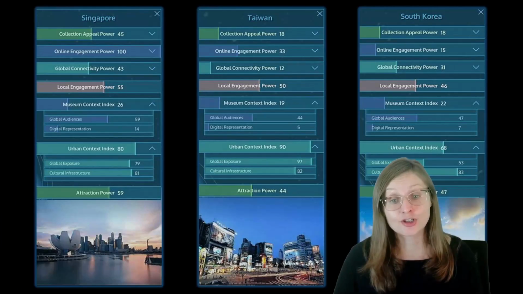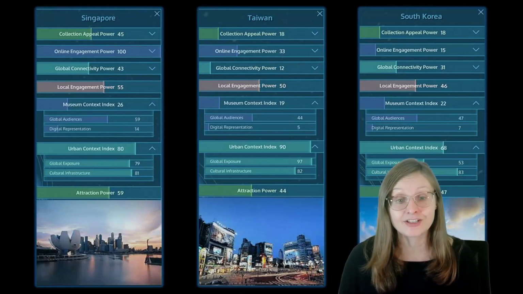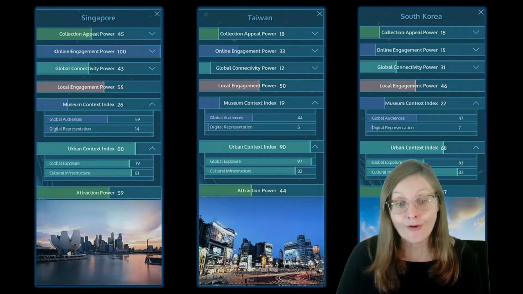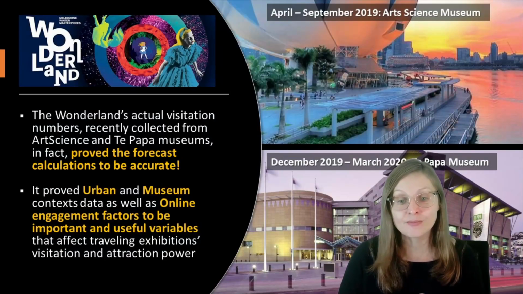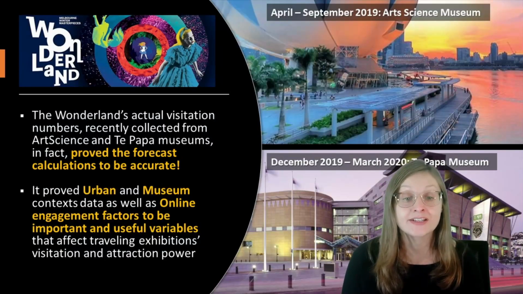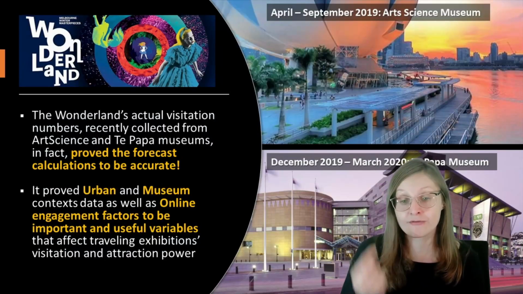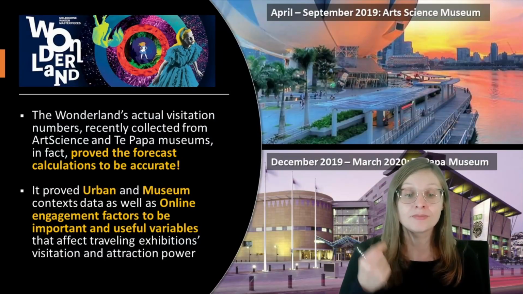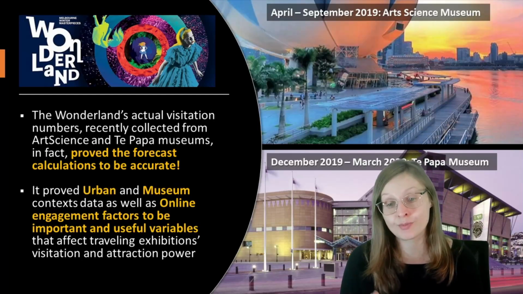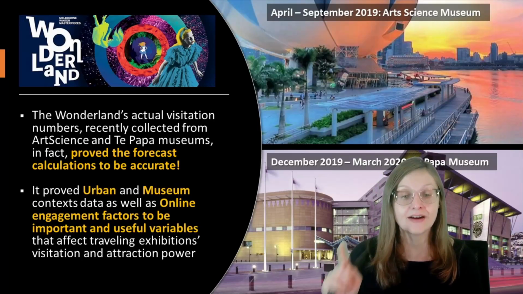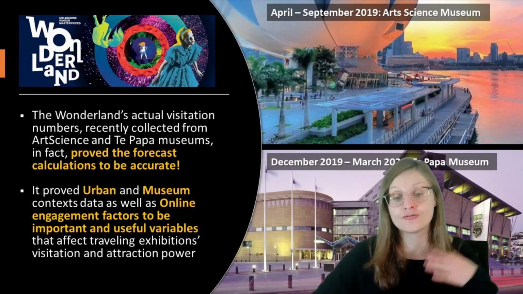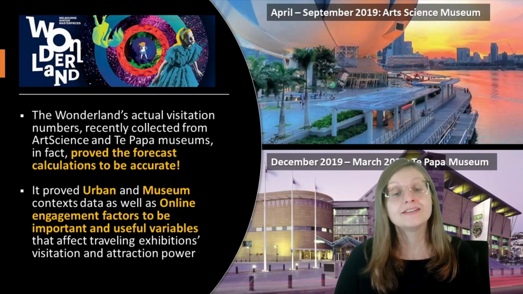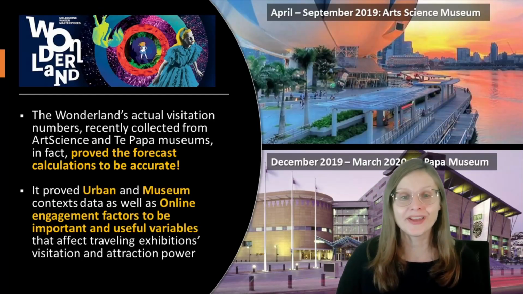Wonderland's actual visitation numbers, recently collected from Art, Science and Te Papa museums, in fact proved the forecast calculations to be quite accurate. The second iteration input information provided valuable data to feed the local attraction forecast machine learning algorithm that will obtain a high degree of precision once Wonderland and other future exhibitions of Acme travel to other cities across the globe, generating different attraction power in different locations to supply more input data.